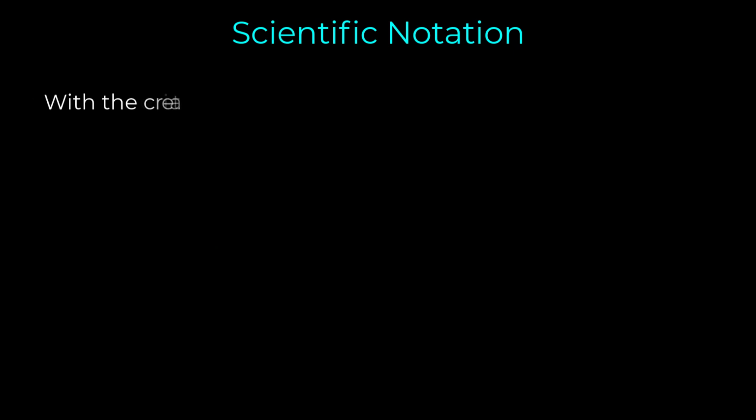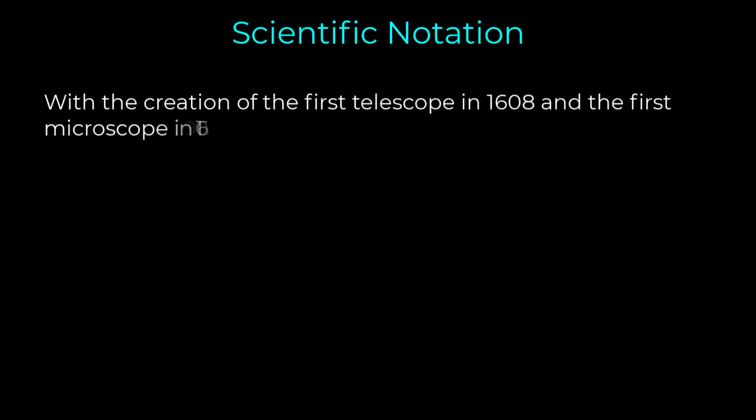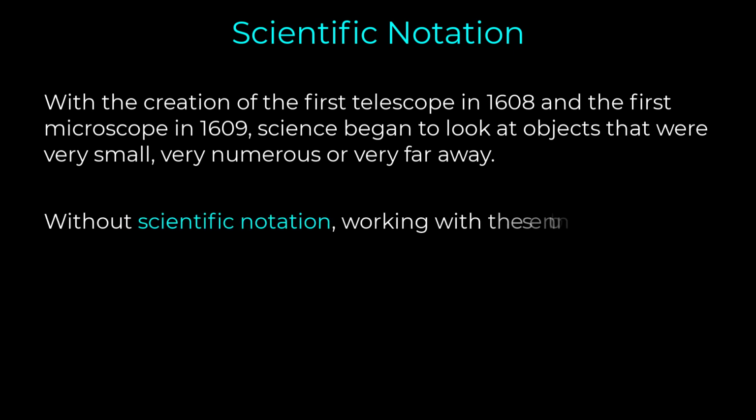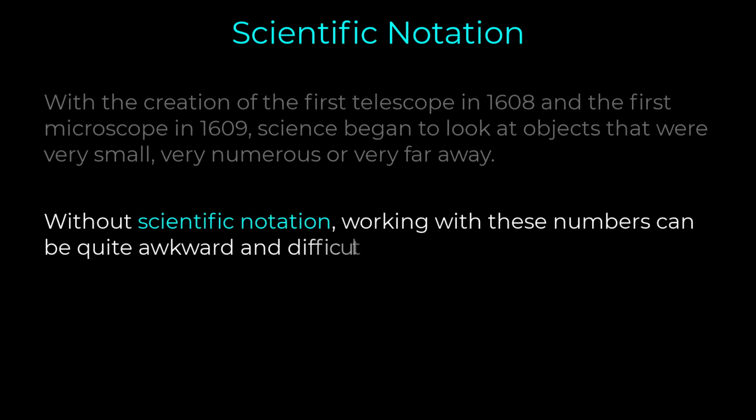With the creation of the first telescope in 1608 and the first microscope in 1609, science began to look at objects that were very small, very numerous, or very far away. Without scientific notation, working with these numbers can be quite awkward and difficult.